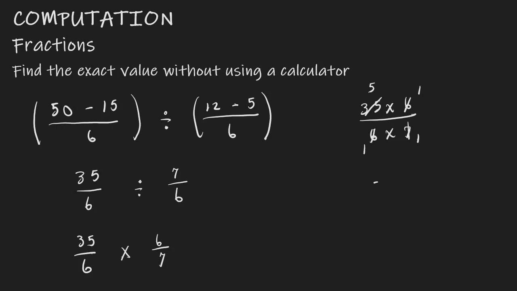So what am I left with? I'm left with 5 times 1 over 1 times 1. So I'm left with 5. And that is my answer.